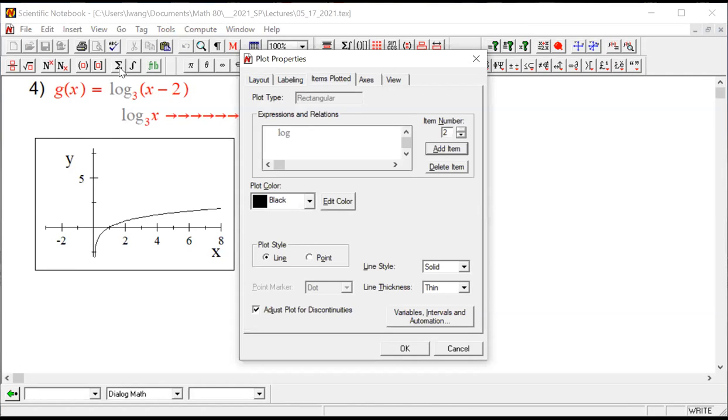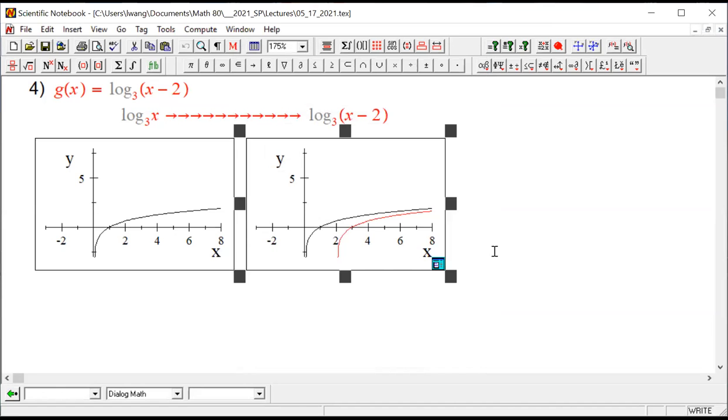So log base 3 of x minus 2 shifted to the right. I'm going to use red. Shifted to the right by 3 units. Okay, I'm sorry, by 2 units. By 2 units.